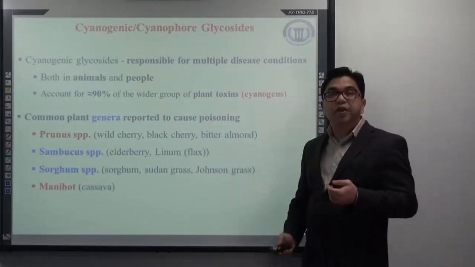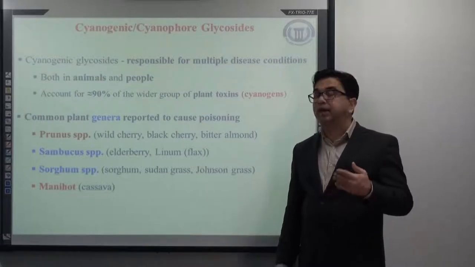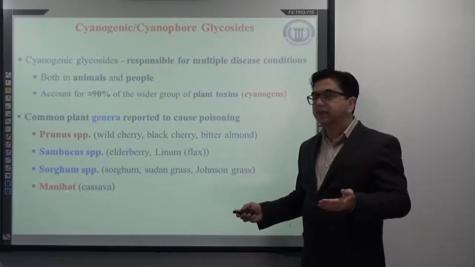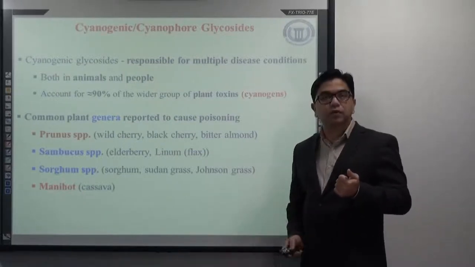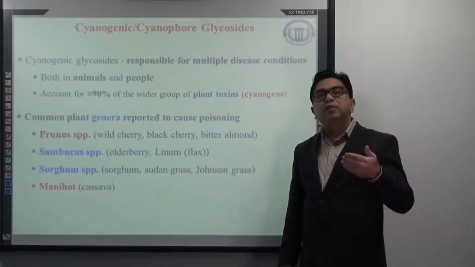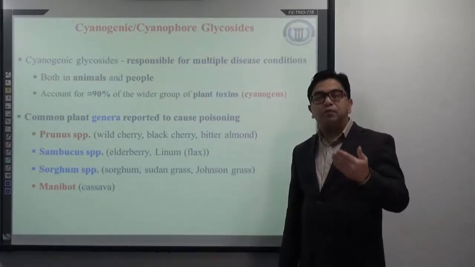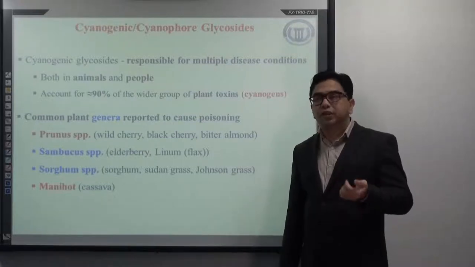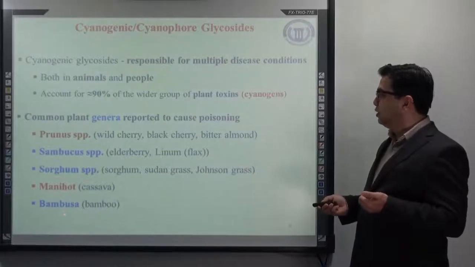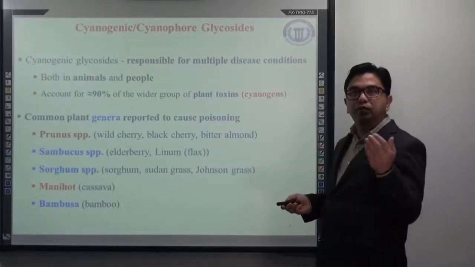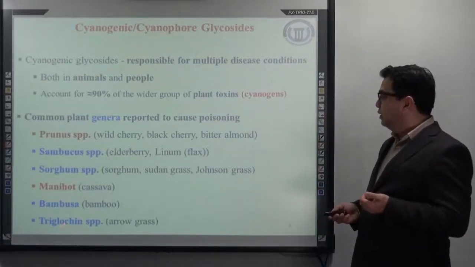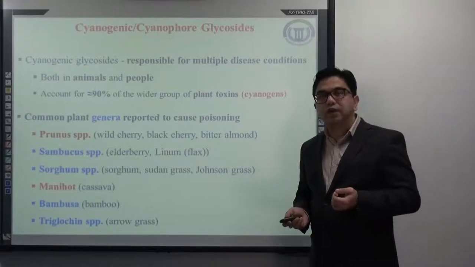Manihot, which is again very important, we will discuss in detail. One of the most important examples of Manihot is the cassava root. We will see later during the lecture that many people died while consuming cassava root products which contain cyanogenic glycosides. Another important genus is Bambusa, that means nothing but the genus of the bamboo plant. And then the Triglochin genus, which is the genus of arrowgrass.